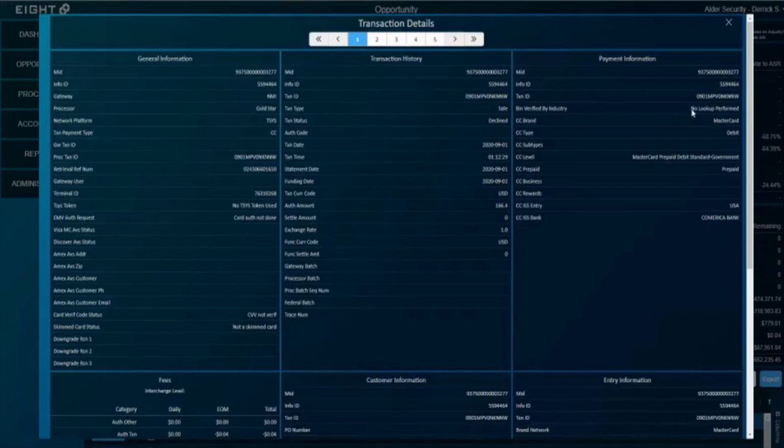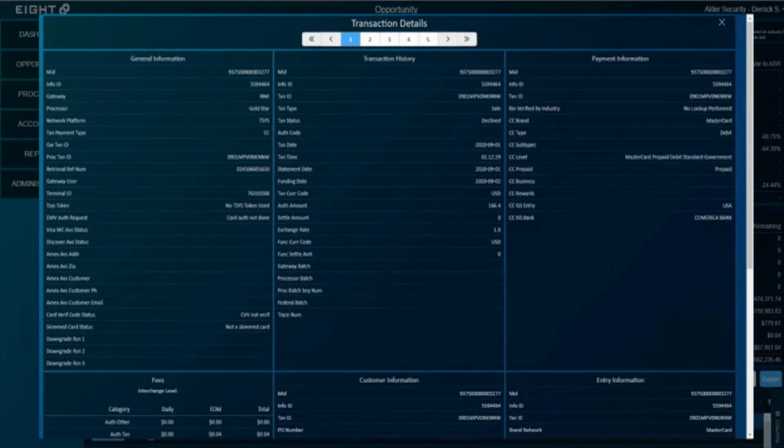The industry, you'll notice here, and I'll go through this later, they didn't even run a bin checkup on this. And so the industry failed to do its job right here. This is a MasterCard debit card. This is the level, and it's a prepaid card. This industry right here should never take a prepaid card. This is a problem for them.